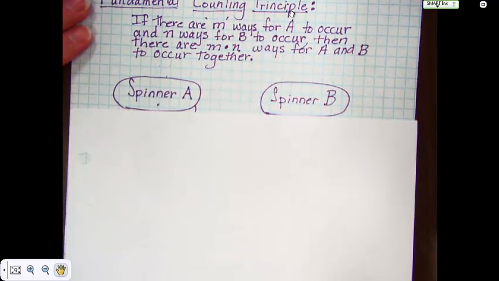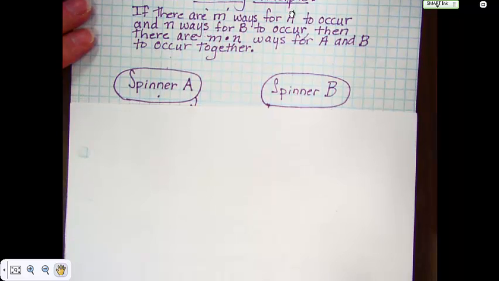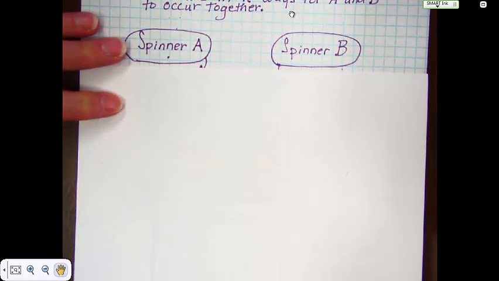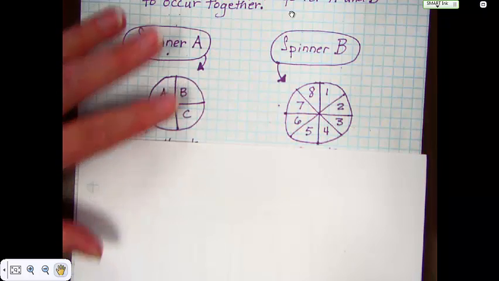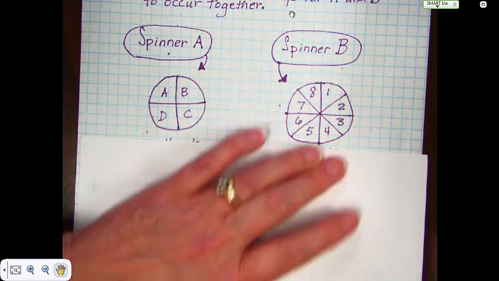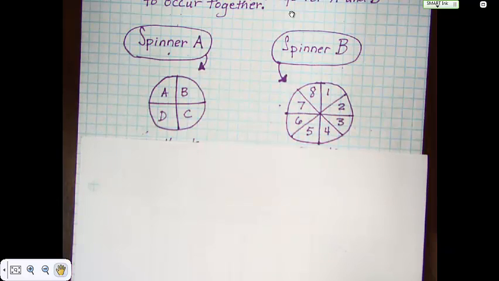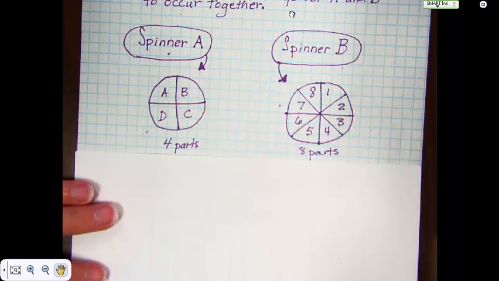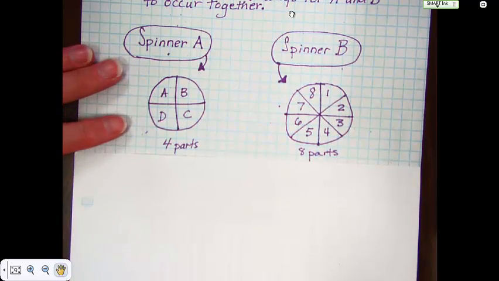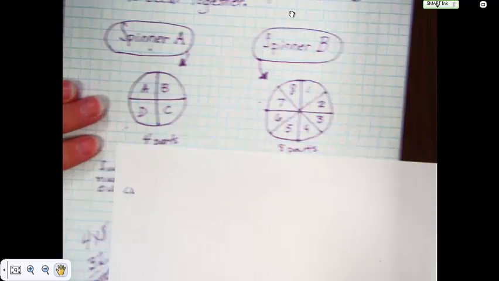Okay, so we have spinner A and spinner B. Really need you to put this in your notes. Spinner A has 4 possible outcomes. Spinner B has 8 possible outcomes. Before we ever look at the chart, how many outcomes should we have? Think about it for a second. 4 times 8, 32. I bet you're right. I bet it'll be 32. Now, look at the chart.